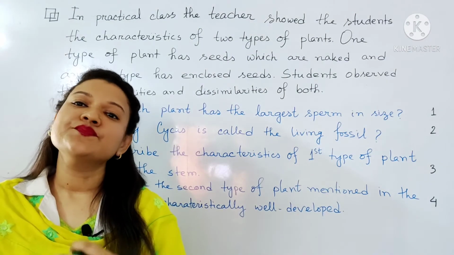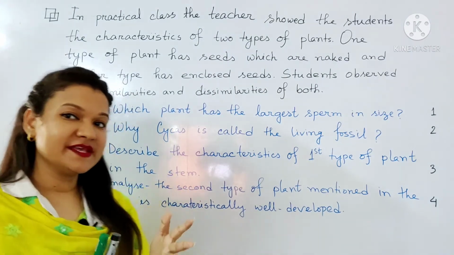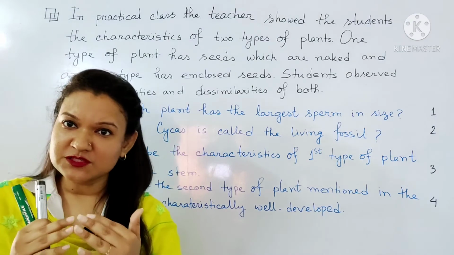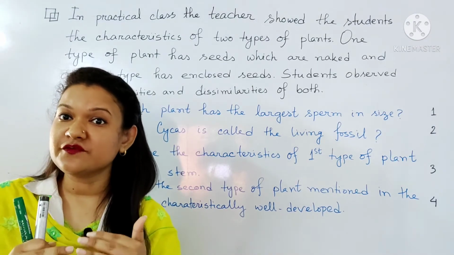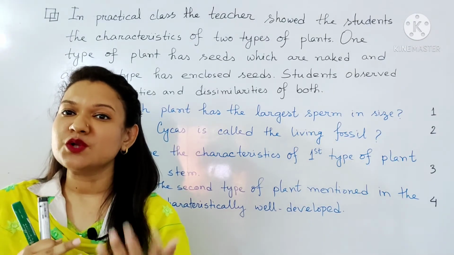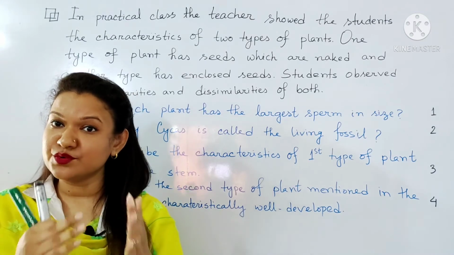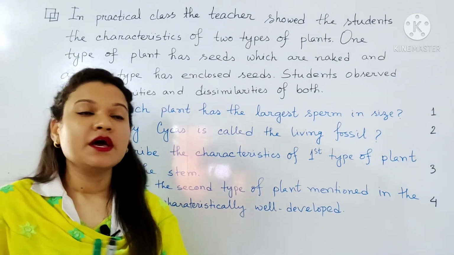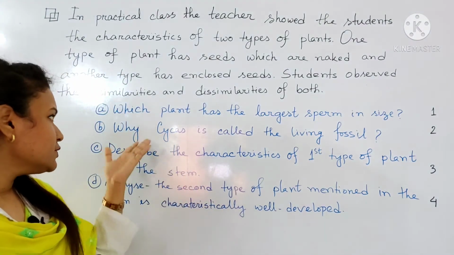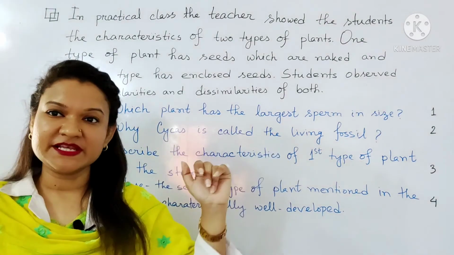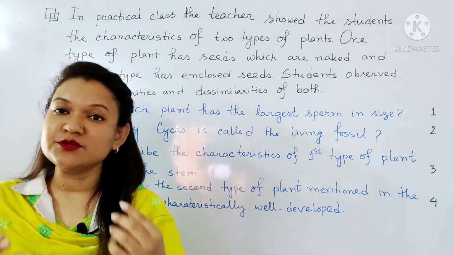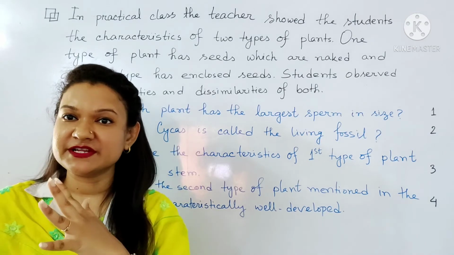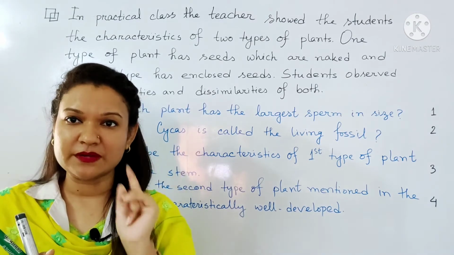One thing you forget to write in the exam is the knowledge based answer. First of all, you have to write down the knowledge based answer, then you have to go to the explanation. Most of the time you just go to the explanation directly. Why is cycas called a living fossil? You just go to the explanation, and that's why you got 1 mark.